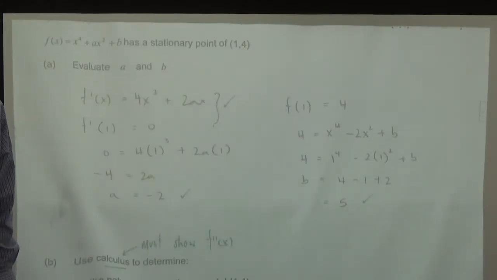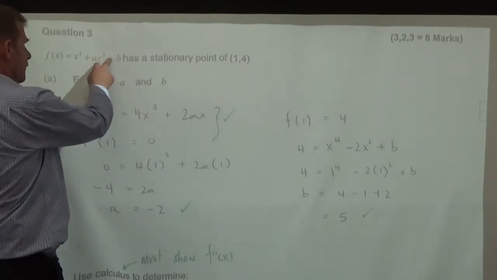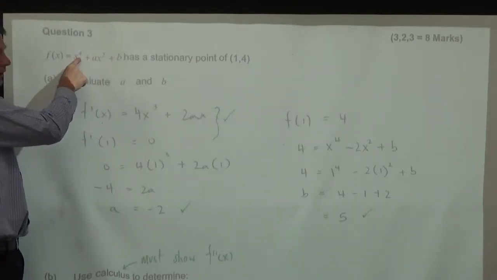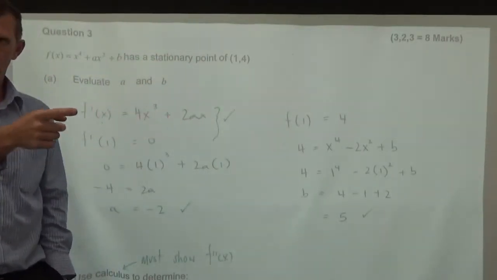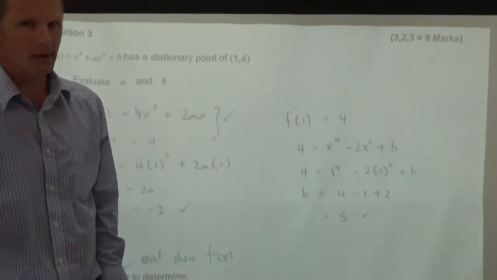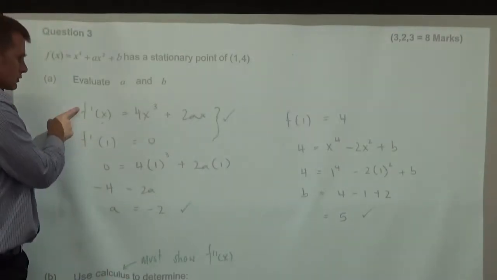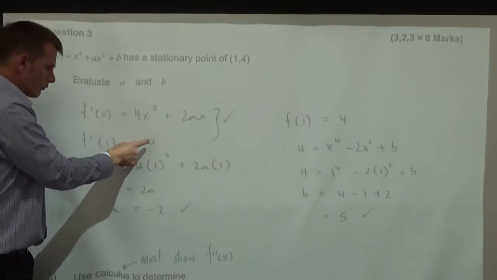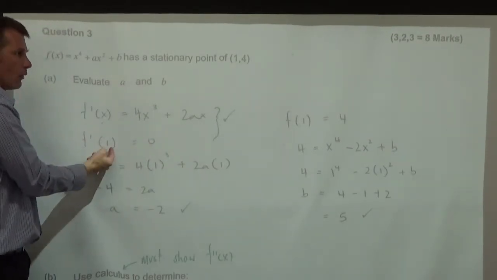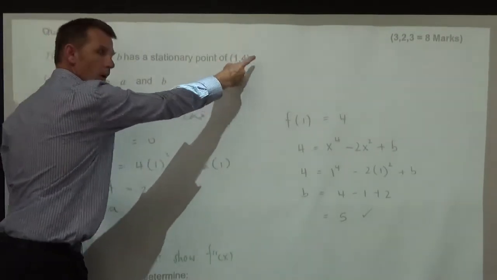Question number 3, good little one here, a couple of variables floating through in some sort of quartic equation. But I know there's a stationary point at 1, 4. Stationary point, that means the derivative is equal to 0, which is what I've done here. I've worked out the derivative, and I've let the derivative equal 0 when x equals 1. The stationary point is at 1, 4.